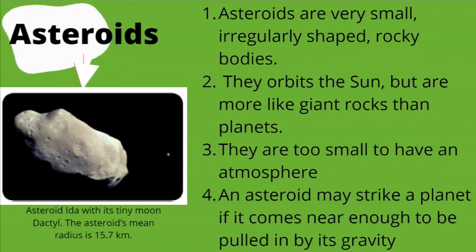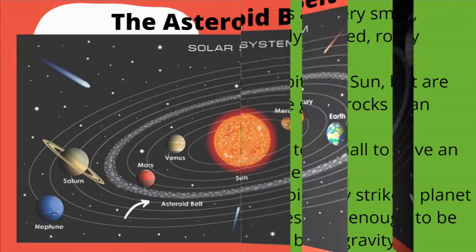An asteroid can only change due to a collision. A collision may cause the asteroid to break up. It may create craters on the asteroid's surface. An asteroid may strike a planet if it comes near enough to be pulled in by its gravity. One example is the asteroid Ida with its tiny moon Dactyl. The asteroid's mean radius is 15.7 km.